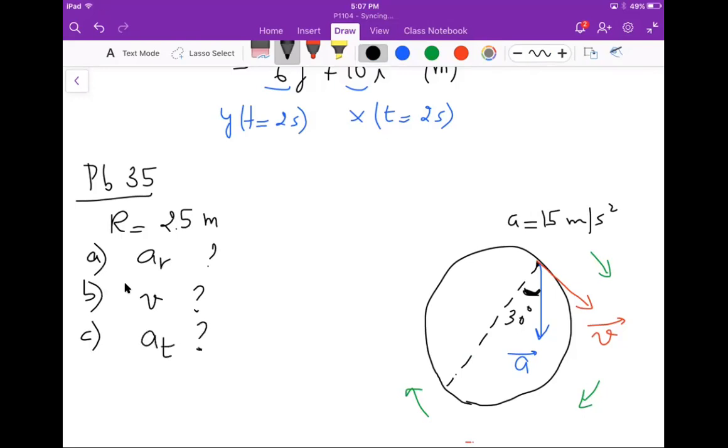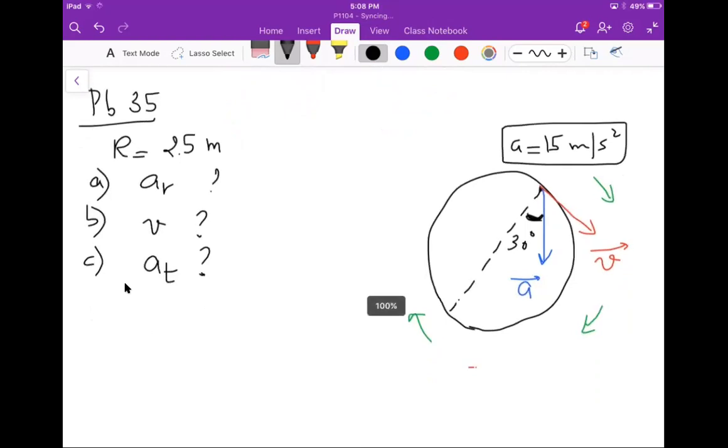This is all that we know about this motion. All that we know about it is this figure. You have the vector V, and you have the vector A here, which makes an angle of 30 degrees with the radius. The radius of this circle is 2.5 meters, and this is the total acceleration, given by 15 meters per second squared. So what is AR, what is V, and what is AT?